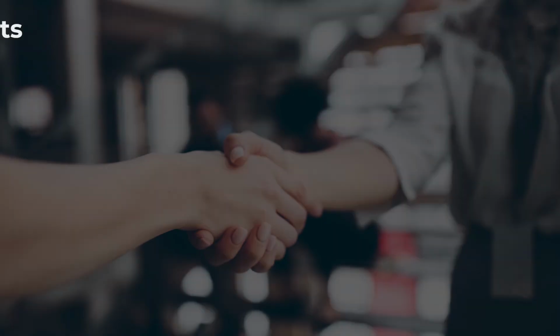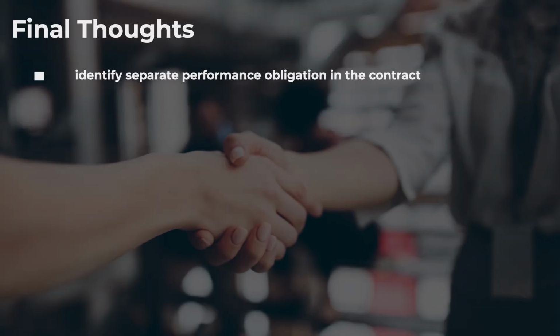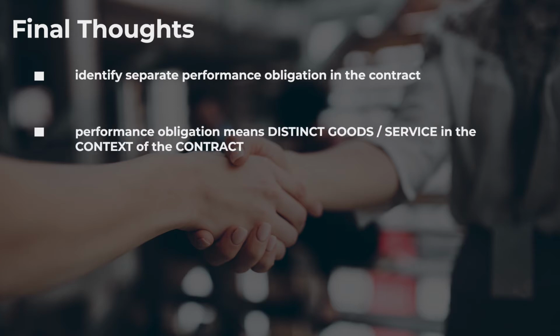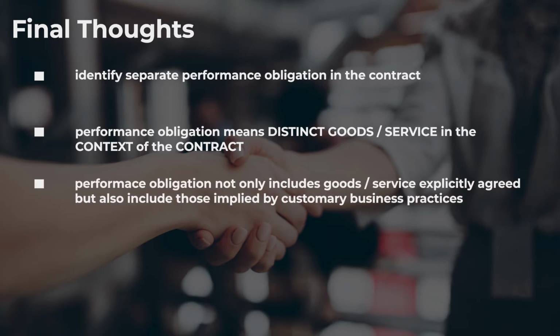Final thoughts. You must identify separate performance obligations in the contract. This is critical because the nature of the performance obligation will decide if revenue is to be recognized at a point in time or over time. Separate performance obligation means distinct goods or services in the context of the contract. Performance obligations not only include goods or services explicitly agreed in the contract, but may also include what is implied by customary business practices or stated policies of the vendor, etc.